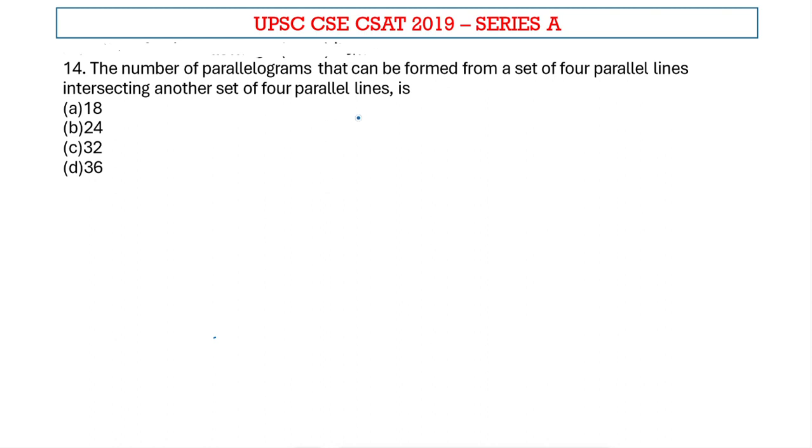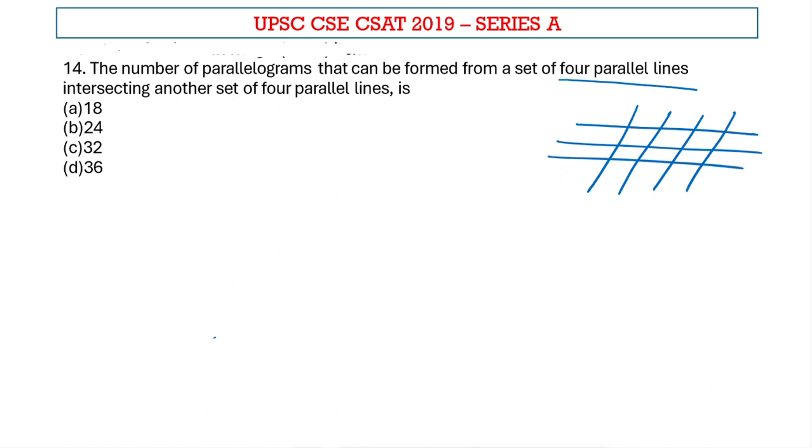The number of parallelograms that can be formed from a set of four parallel lines intersecting another set of four parallel lines. So this will be 1, 2, 3, 4 and 1, 2, 3, 4. So they're asking how many parallelograms I can form from this. We know that this can be found by applying the combination formula, which will be 4C2 into 4C2.